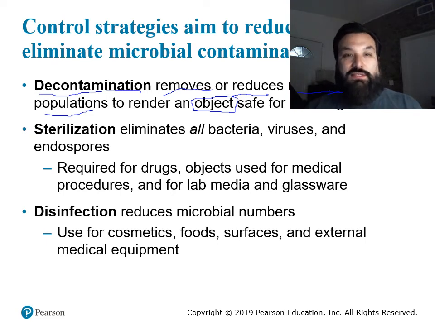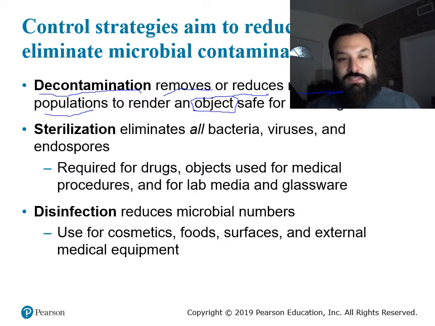So you can decontaminate an object, right? By decontaminating an object, you've removed enough of the population of microbes that it's safe to handle or to use. Surgical equipment is a great example of that. You decontaminate, you remove the organisms, right?